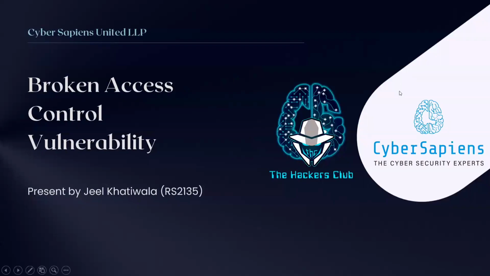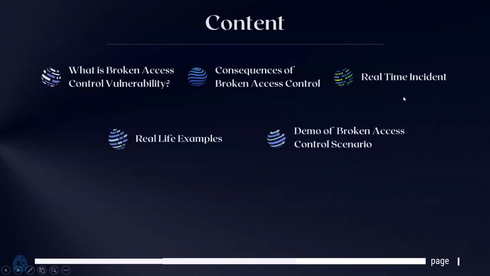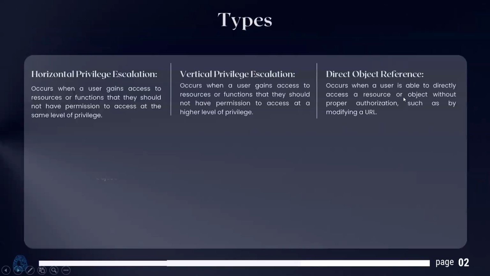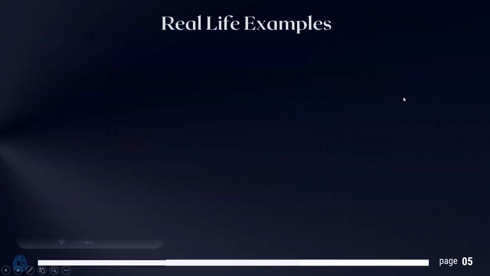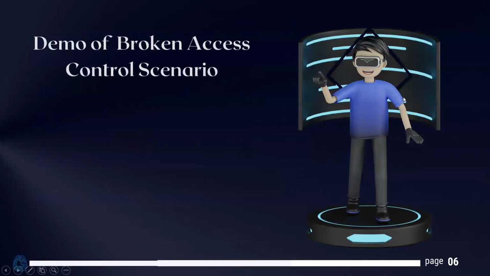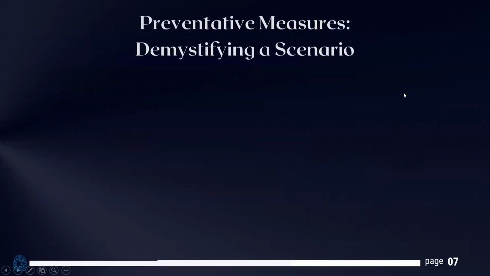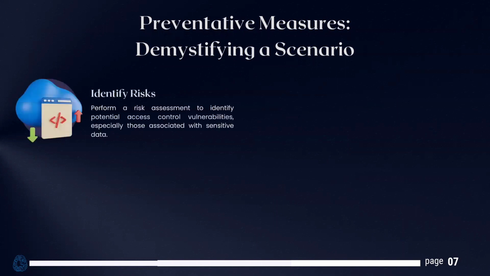Okay, so we'll go to that specific page. And here is the page. What are the preventative measures, like demystifying the scenario? What can we do to prevent this broken access control vulnerability? The first step is to identify the risk: perform a risk assessment to identify potential access control vulnerabilities, especially those associated with sensitive data.